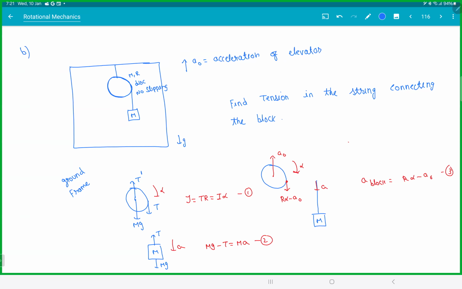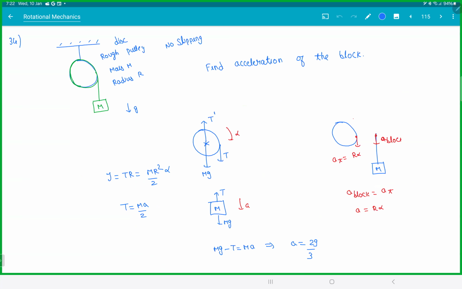Please check. Clear? You can solve and check the answer. Now, how to solve this question? You know, this previous one a little faster. There's a shortcut.